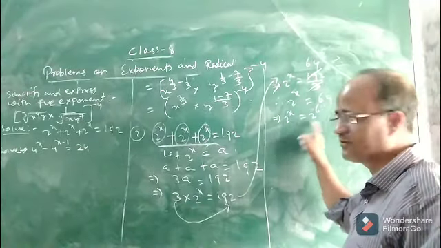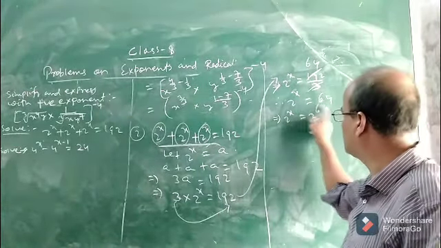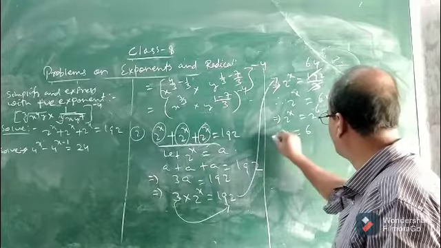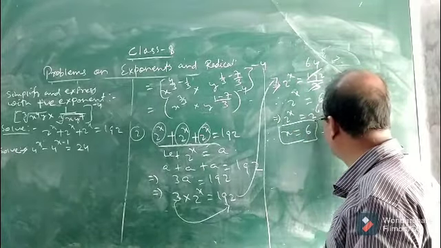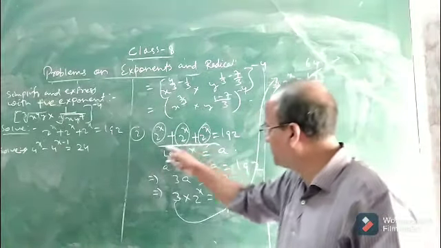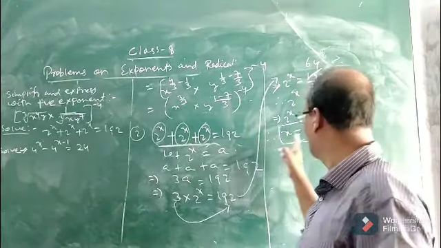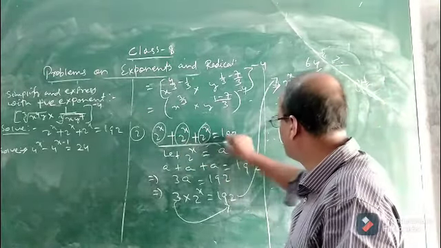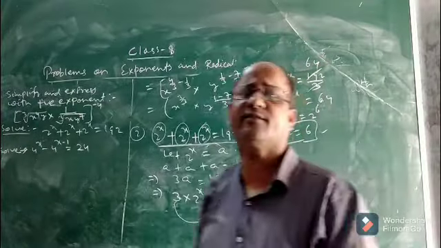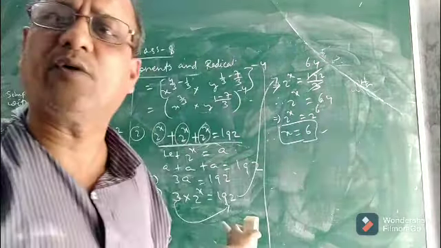Now look at the base. The bases are the same on both sides, so the exponents must be equal. Therefore x equal to 6. So this will be the answer, the solution of this exponential equation. That means for x equal to 6, this exponential equation will certainly be satisfied. Okay, children, I hope you understood.